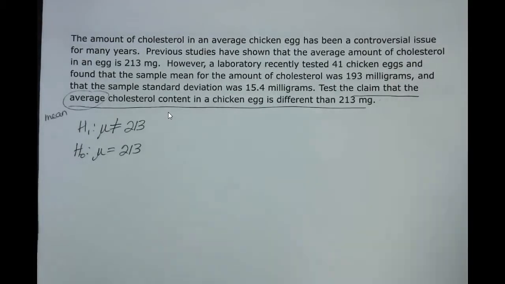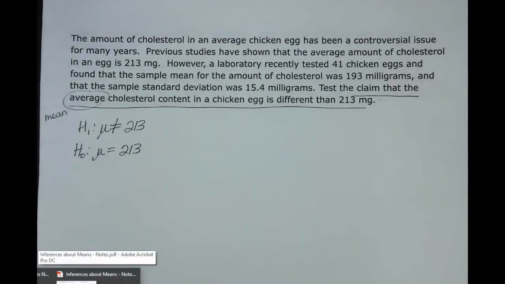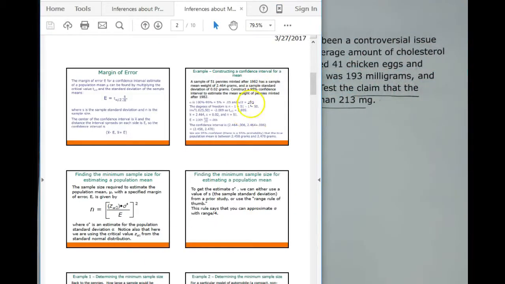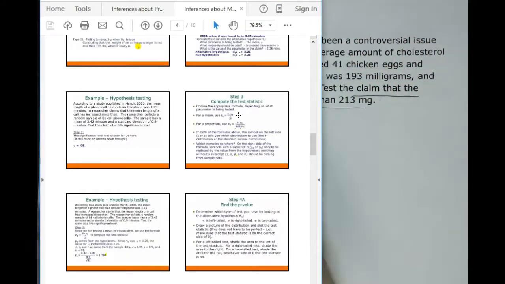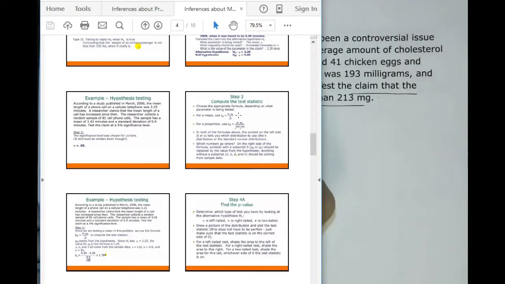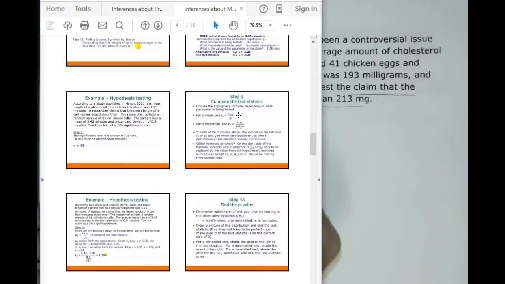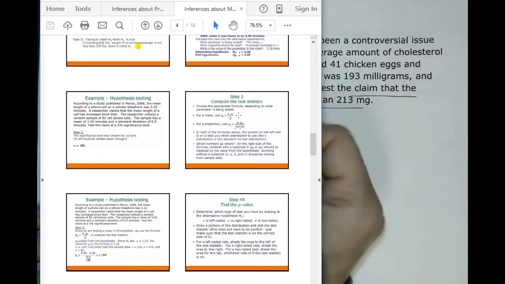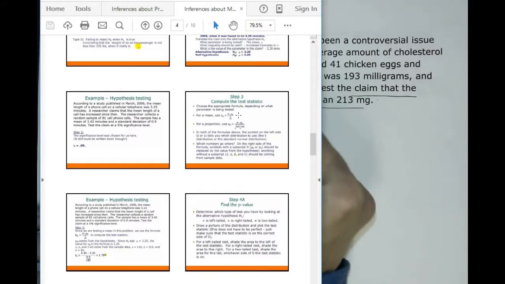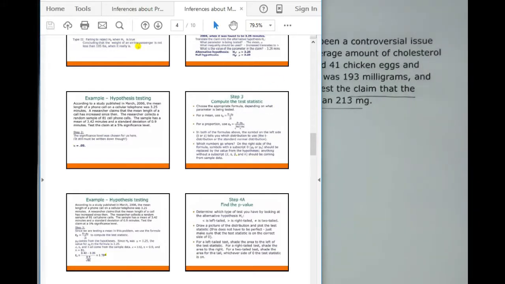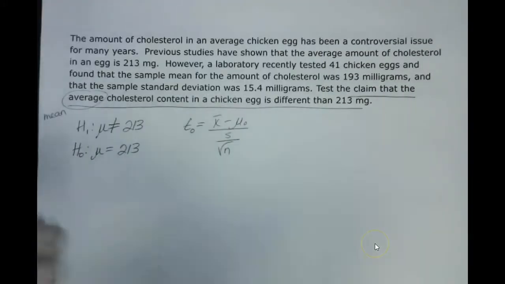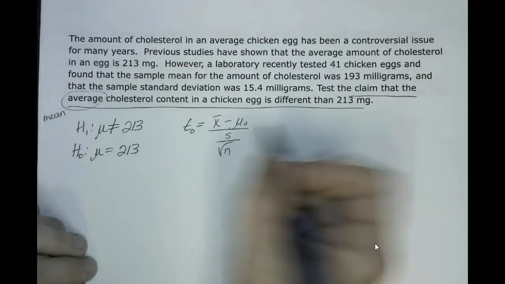Okay, then for our test statistic, we'd want to go back to our notes. And this one, again, you want to write down the letter as well as the rest of the formula. So this is x bar minus mu 0 over s over the square root of n. Okay, so here's our test statistic formula.